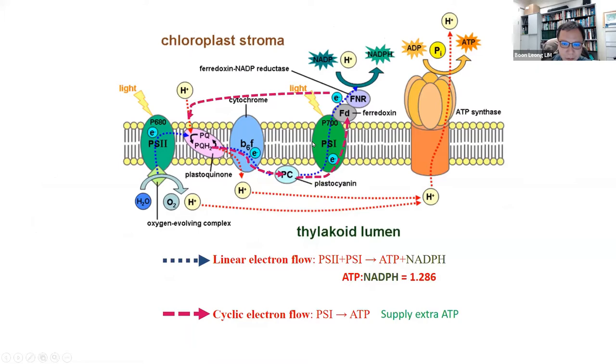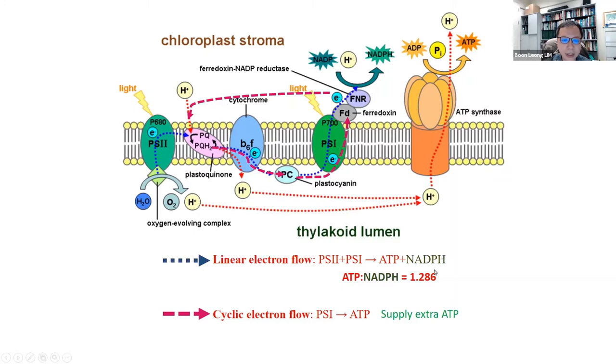Photosystem two collects the electrons from water, which then pass through a linear electron flow. At the end, they reduce NADP to generate NADPH. The linear electron flow also generates a proton gradient that can drive the production of ATP by the ATP synthase. It has been calculated that the linear electron flow can generate ATP and NADPH at a ratio of 1.286.